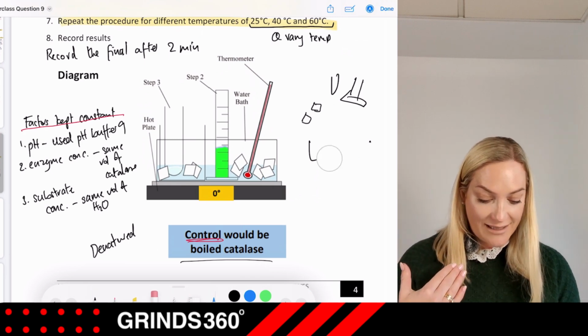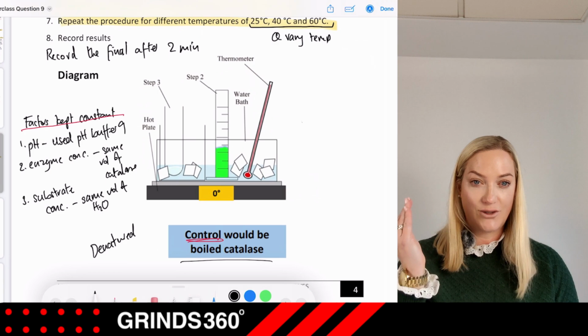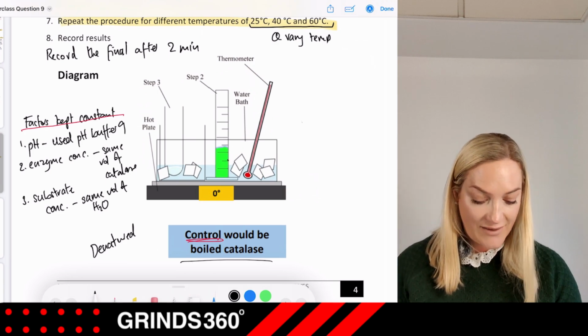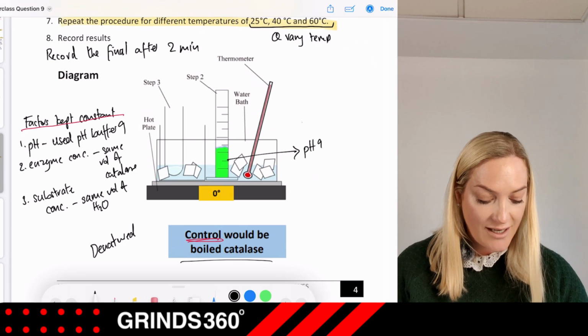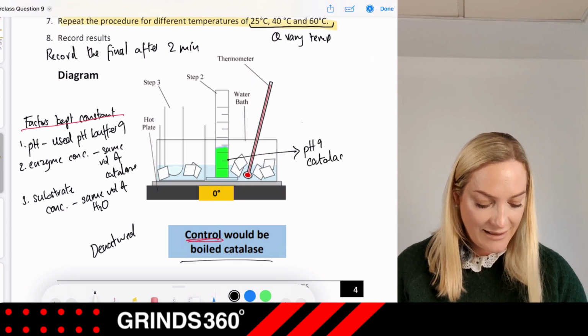So if you're asked to label your diagram, let's say this is my graduated cylinder, what is in it? I have my pH 9, I have my catalase, and I have my washing up liquid.